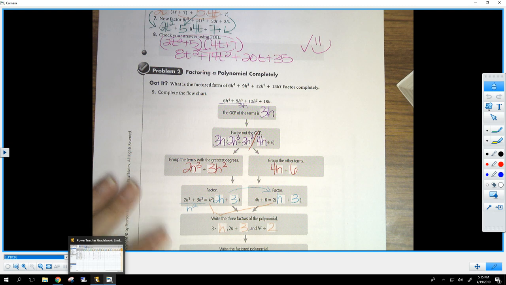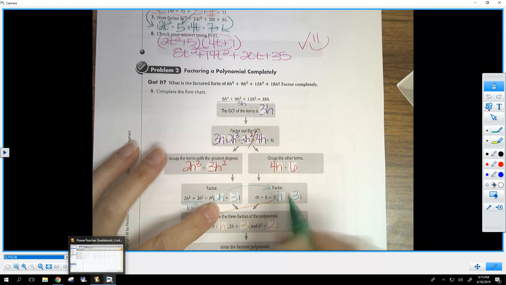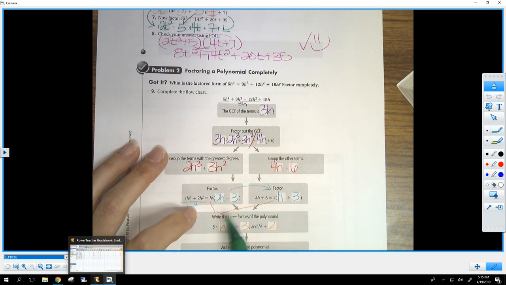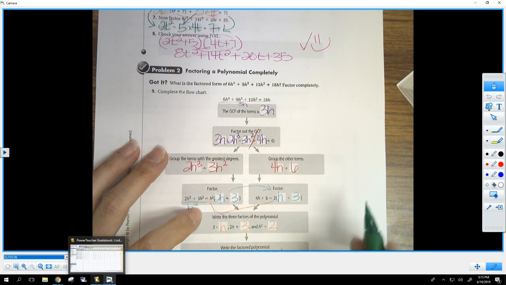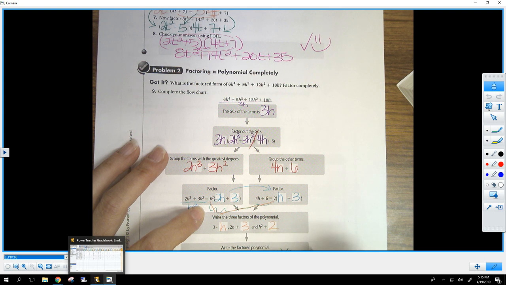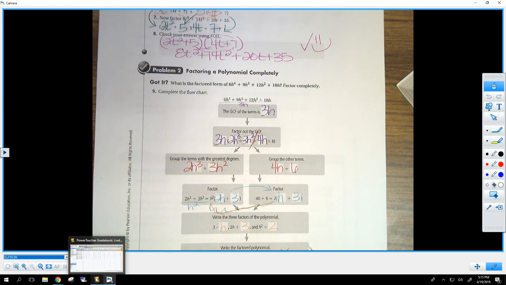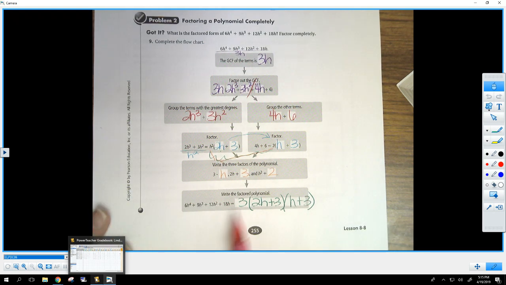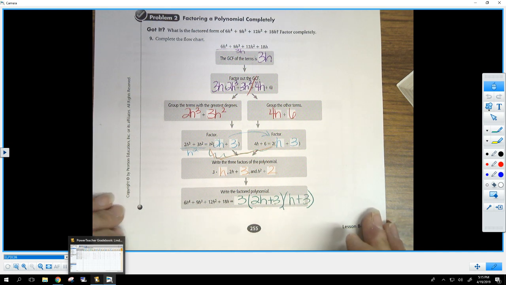So refactored, it's going to look like this, right? The 3 is on the outside, and it's going to say 2h plus 3. It broke it up weird. And then h plus 3, right? I drew lines where I shouldn't have drawn lines. Oh, I cut it off. There you go. Final answer, 3 times 2h plus 3 times h plus 3, right?